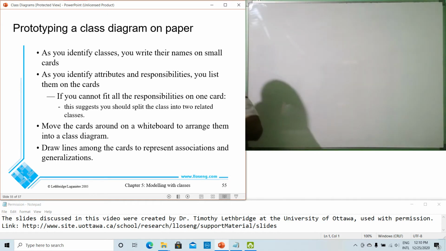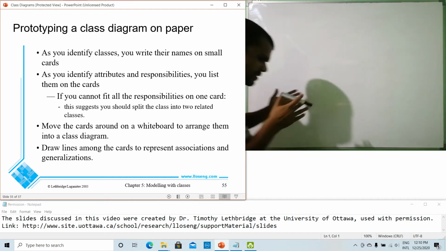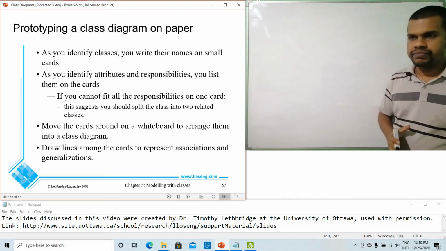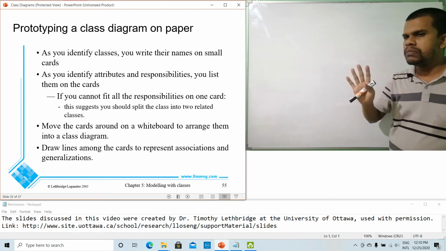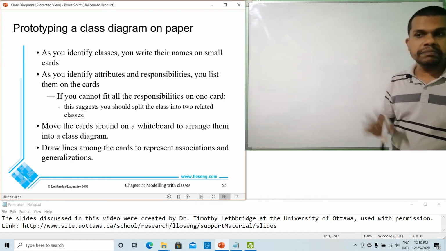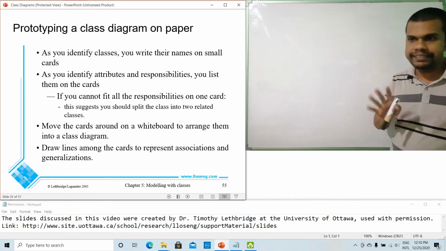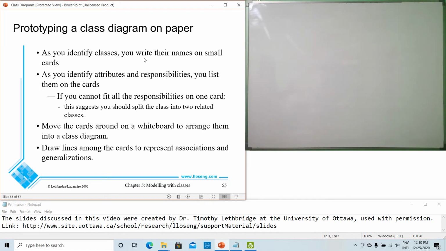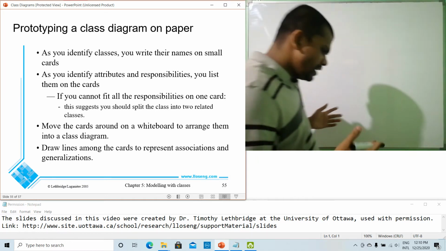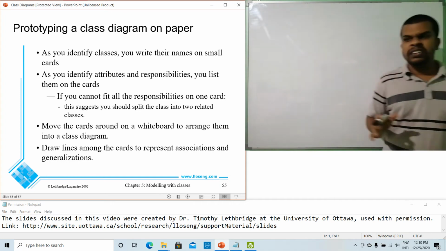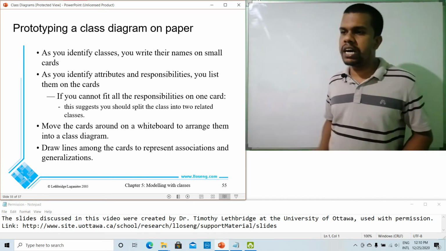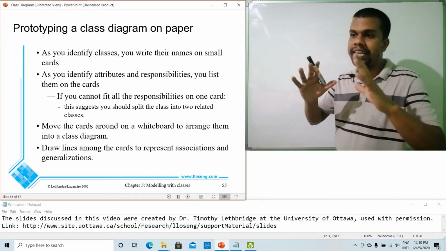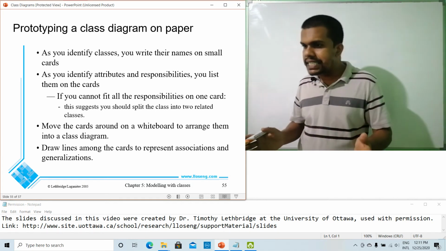Slide number 55. Prototyping a class diagram on paper. This is how in industry they create the class diagram. If it is a complicated system, designing the class diagram is not a simple thing. It is difficult. So what we do is, as you identify classes, you write their names on small cards. Now you can analyze the domain. You can discuss with the users, clients, and perform a domain analysis. And then through the domain analysis, you can identify candidate classes.